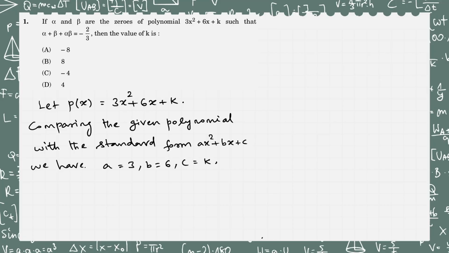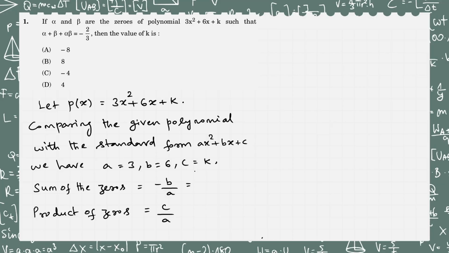We know by the rule that sum of the zeros is equal to minus b by a, and product of the zeros is c by a. So in this, the zeros are given as alpha and beta. So sum of the zeros will be alpha plus beta, minus b by a will be minus 6 divided by 3, which is minus 2. The same way, product of the zeros will be alpha into beta, and it should be c by a, right? C is k and a is 3.